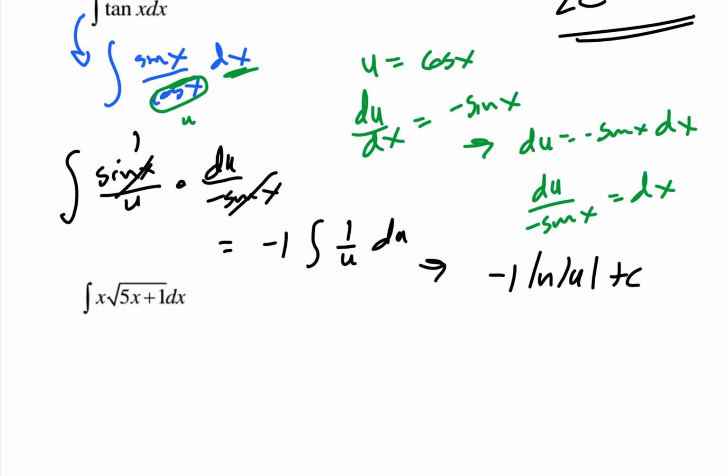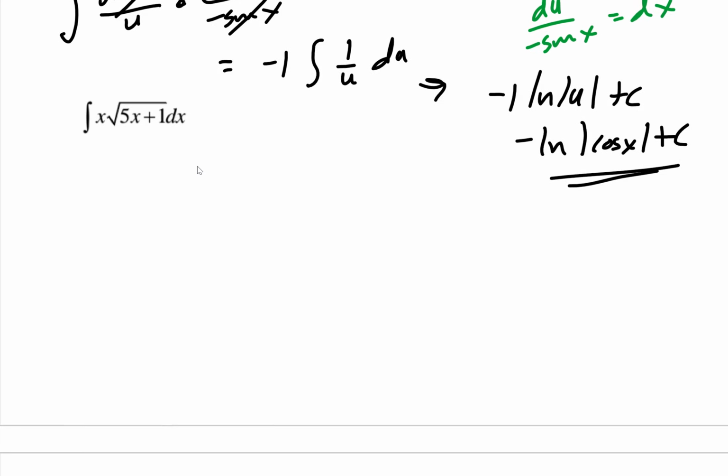The last step, plug your u back in. So in this case, my u was cosine. So negative natural log of cosine x plus c. That's an ugly integration, but it wasn't too bad to do though. Right? It's always the same process. Find your u, take the derivative, find your dx. Right? That's all it is. Plug it in, integrate like normal. Let's do a couple more.